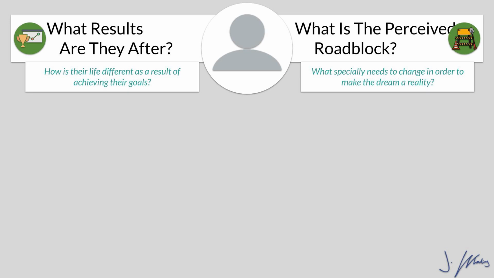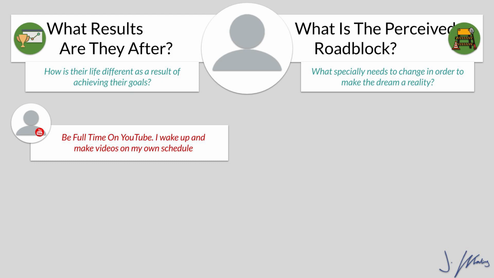Let's just say we're trying to target someone who wants to grow a YouTube channel. Well, the results they are after, probably they want to be full-time, they want to leave their job, and they want a full-time income from their channel. That would be the ultimate result. Obviously, there's a lot more steps along the way, but we'll just leave it at that for now.